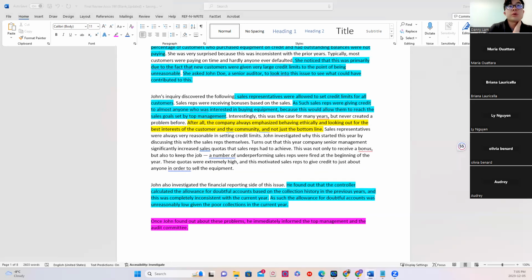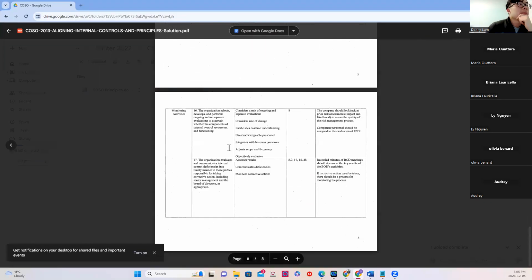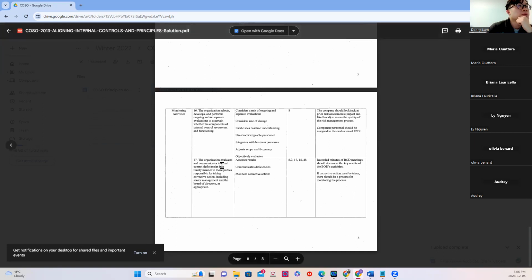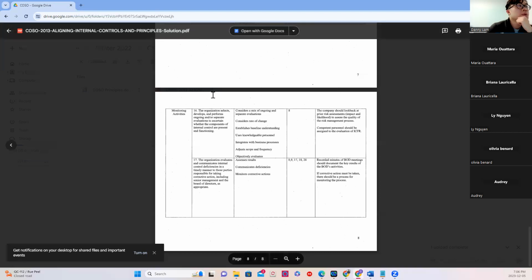So let's see what we have here for monitoring. All right, organization links internal control deficiencies in a timely manner to those parties. All right. Is there anything you guys think should be here?